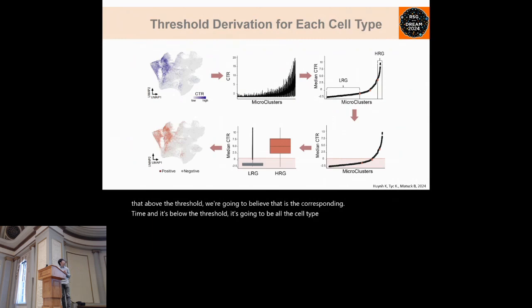Here is how we derive the threshold. First we capture the microclusters and rank them from low to high based on the cell type relevance score. From here we derive two groups: a low relevant group and a high relevant group. Then we separate them using segmented regression, and derive the threshold based on the two groups.